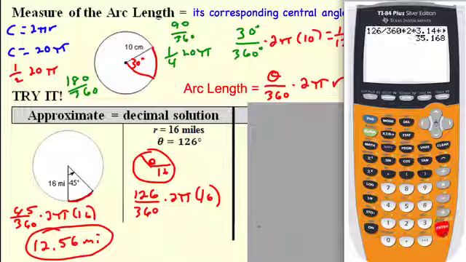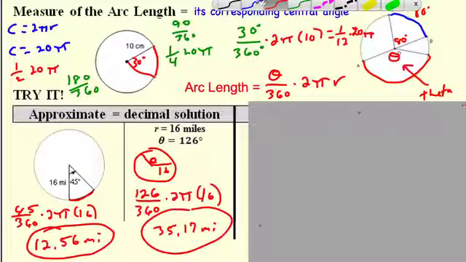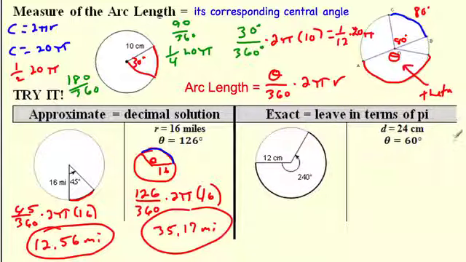And what do we get here? 35.16. I'm going to round it up to 35.17. And it was in miles as well. So that's what part of the circle we found. We're physically finding the distance from here to here. Fantastic. Last two, and we got it.